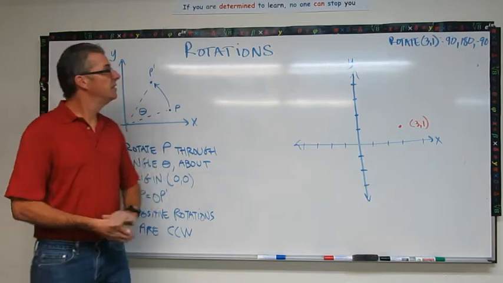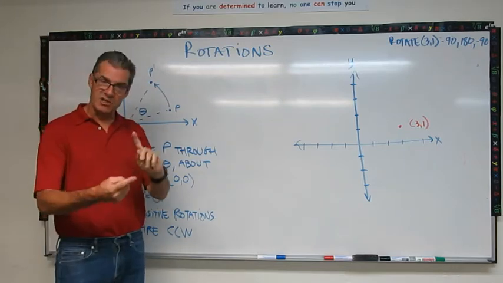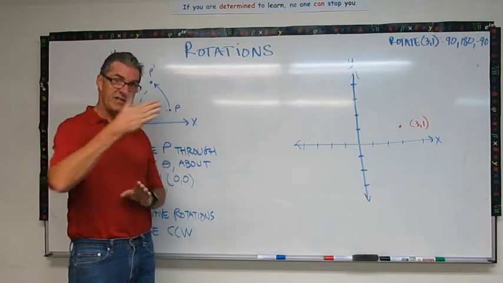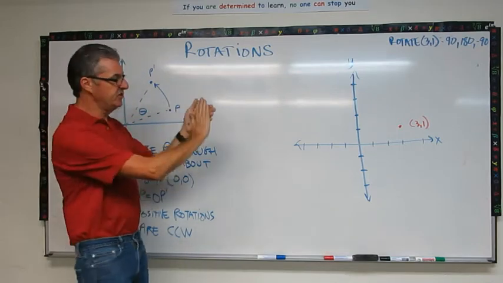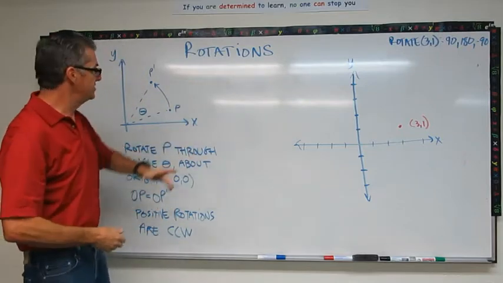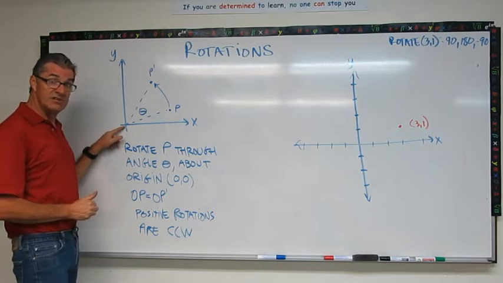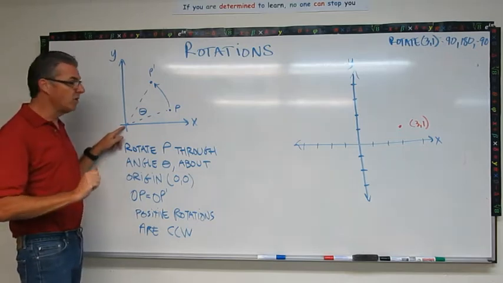Okay, today's topic, rotations. This is our third transformation. Remember, we started out with translations, which were slides. Then we did reflections, which are reflections across a line. And now we're going to do rotations. We're going to do all our rotations around the origin. This makes it a little bit more simple.